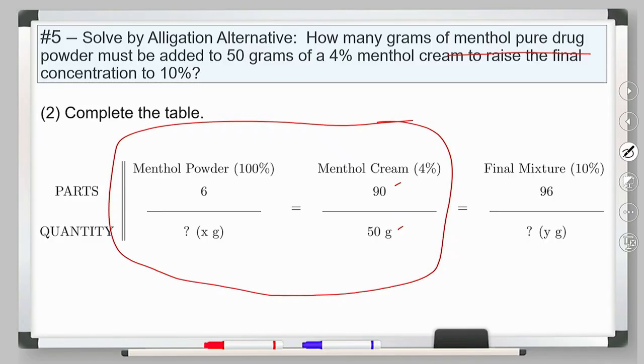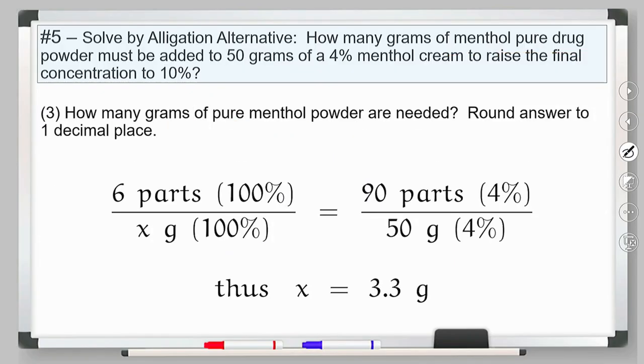So all I have to do is cross multiply and divide and solve for X, because X would be the amount of menthol powder, which I know would have a total of 6 parts. So once I do that math and set that formula up, cross multiply 6 times 50, divide that by 90, and I got 3.3 grams.